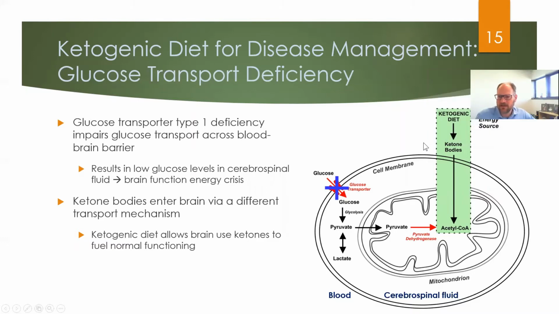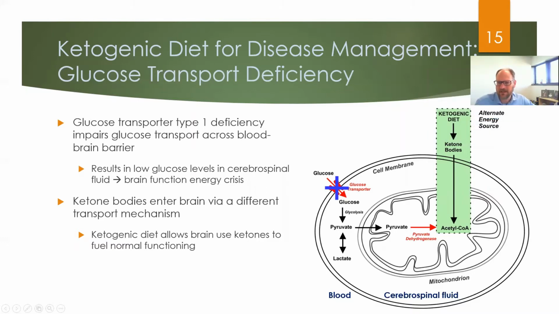It can also be used as a mechanism for dealing with other kinds of metabolic disorders, for example, people with deficiencies in glucose transport. This also makes sense: if you have an inability to get glucose into your system, a ketogenic diet might be useful, as it provides an alternative mechanism for getting energy into your body.